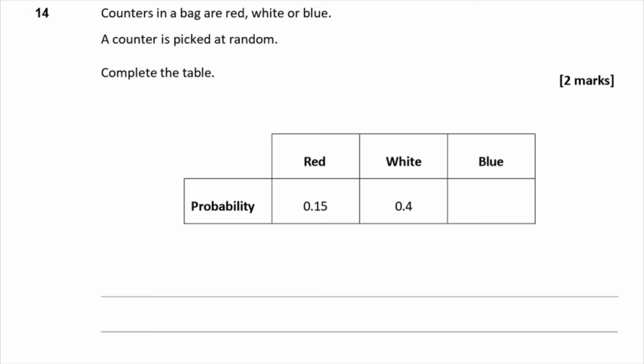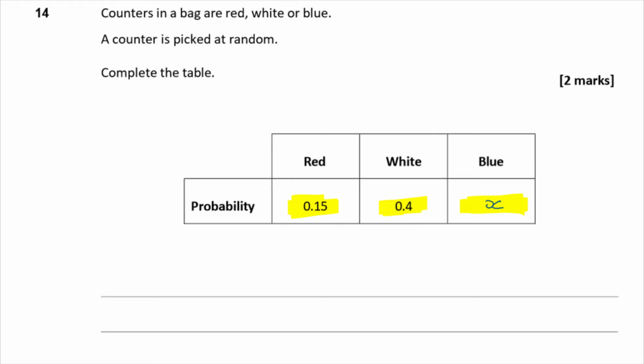So when you pick a counter out, it's going to have to be red or white or blue. There's no other options. So that means that you are certain to pull out a red or white or blue, which means that the three probabilities of red and of white and of blue need to add up to 1, because 1 is the mathematical value of certainty. So I'm going to call the probability of getting blue there x.